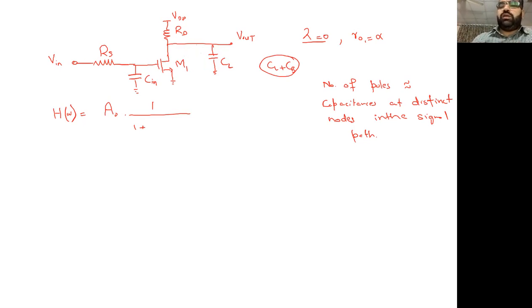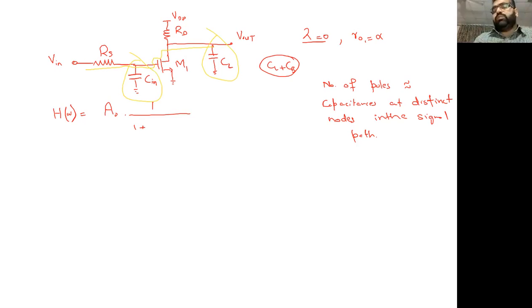I'm concerned about those capacitances which are going to affect my output, not those which are not in the signal path, right? If, for example, something is related to the current mirror and is not in the signal path, then we ignore it. Signal path means input is coming from here, it's going this way, this way, this way. So this capacitance Cin is definitely in the signal path. This capacitance CL is in the signal path.